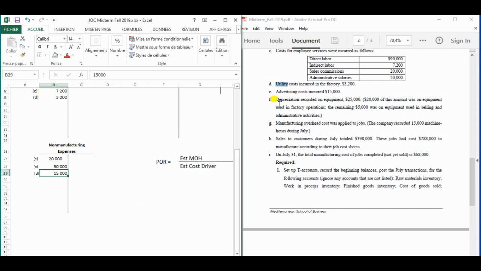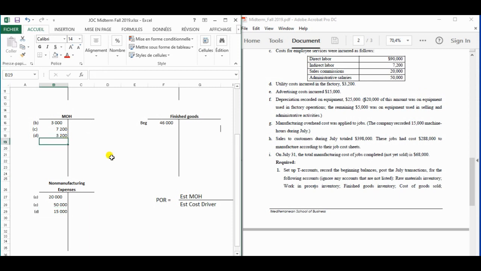So this depreciation recorded on equipment is equal to 25,000. 20,000 of this amount was on equipment used in factory operation. The remaining 5,000 was on equipment used in selling and administrative activities. So we will record the $20,000 depreciation on factory equipment in the manufacturing overhead, because this is an indirect manufacturing cost.